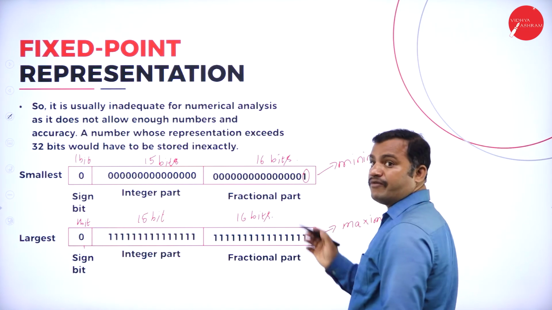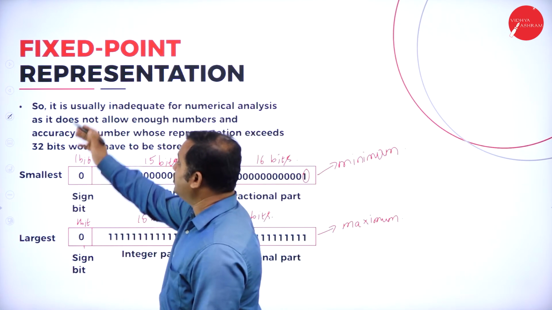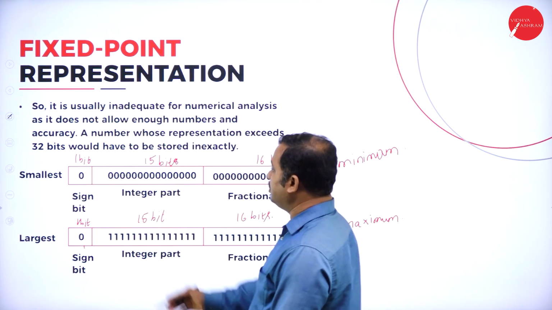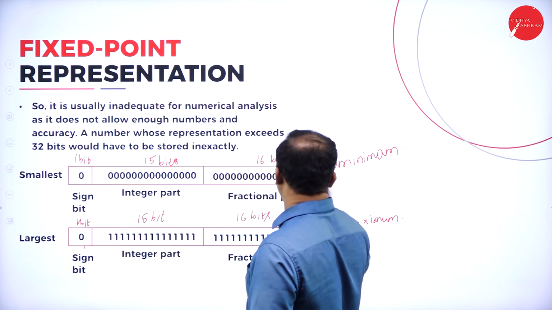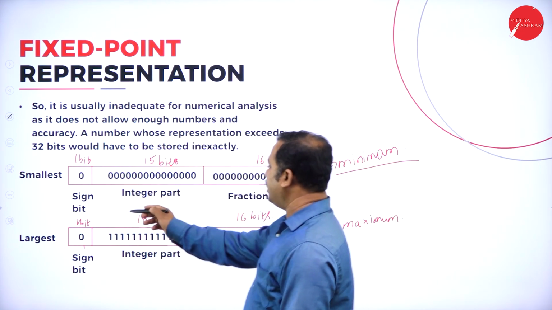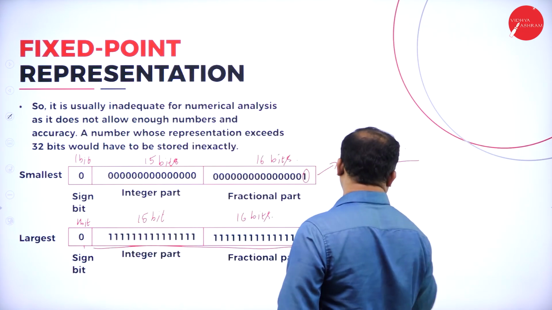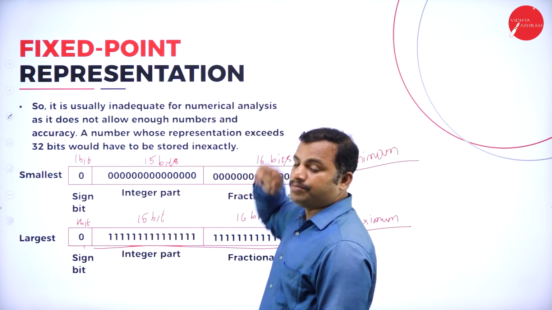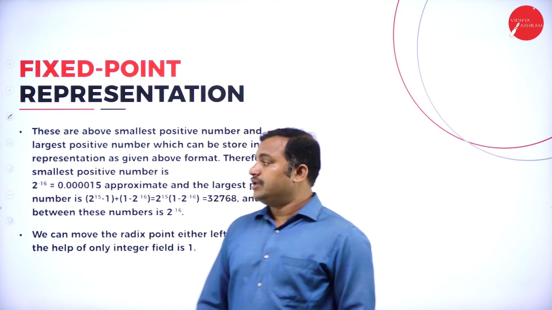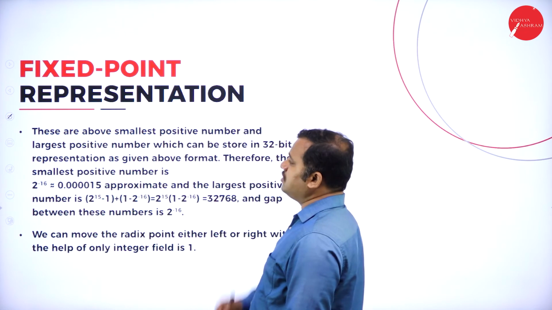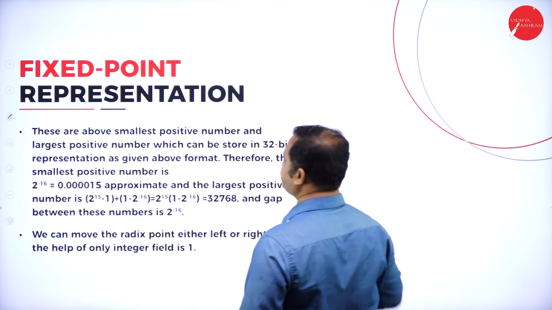That is the maximum value I can represent in this fixed point representation. This is the smallest number I can represent here. That is the minimum value. And this is the largest number I can represent in this fixed point representation. If that is the case, we shall see how to represent these numbers.